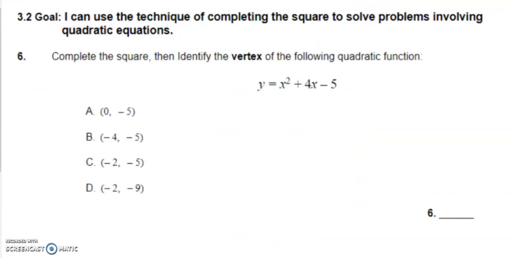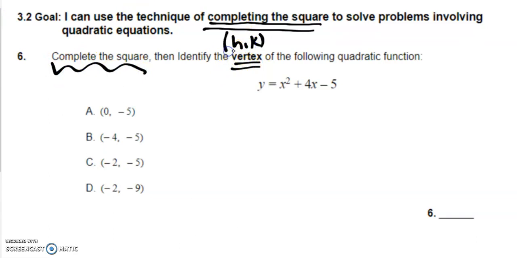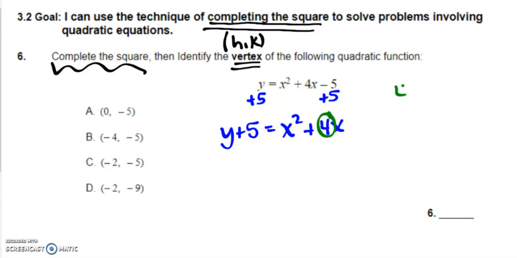Next goal. I can use the technique of completing the square to solve problems involving quadratic equations. So first one says complete the square, then identify the vertex, so h, k, of this quadratic function. Well, to start completing the square, I always start by moving my c value to the other side. Then I take half of my b value. So 4 divided by 2 is 2. Square that becomes 4. So I'm going to add 4 to both sides.